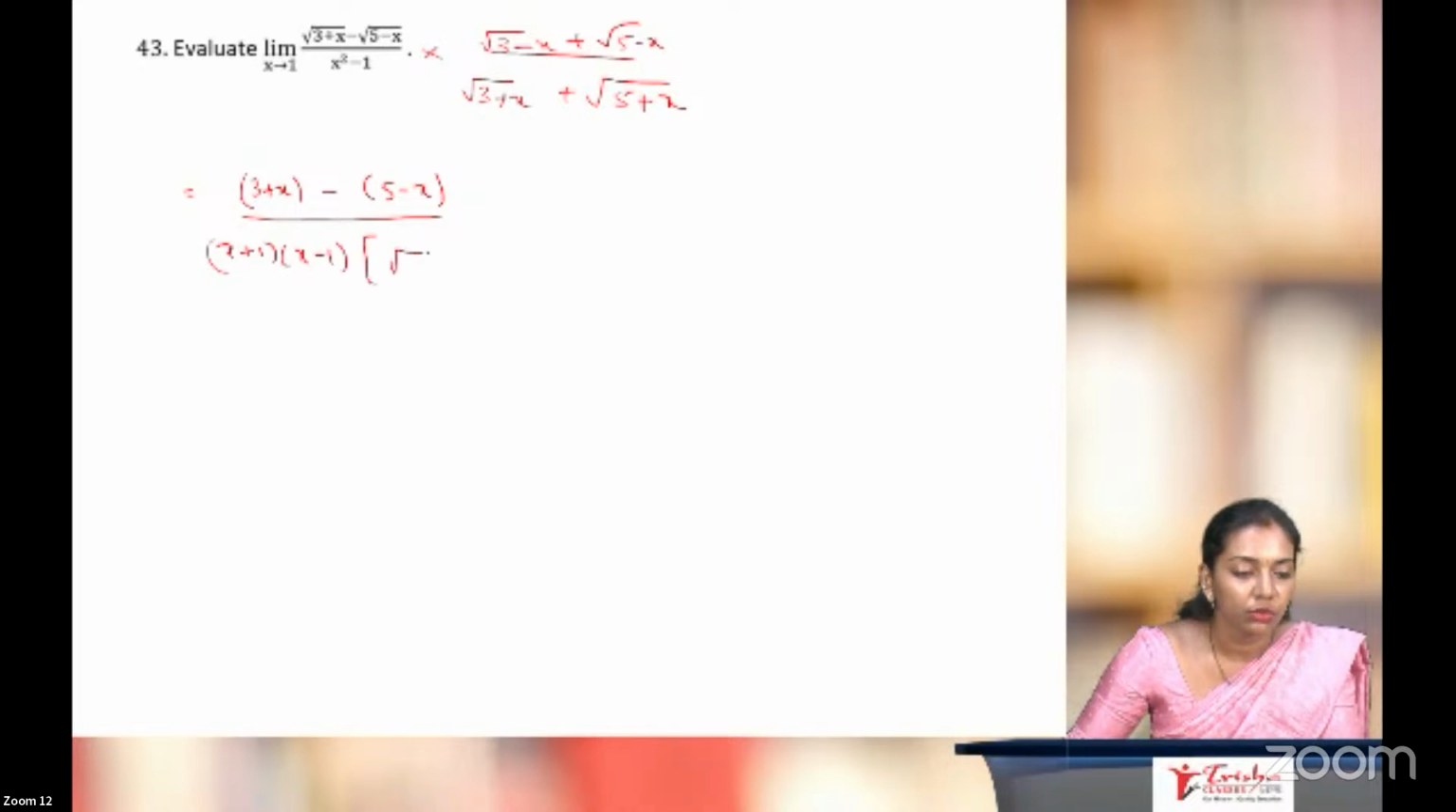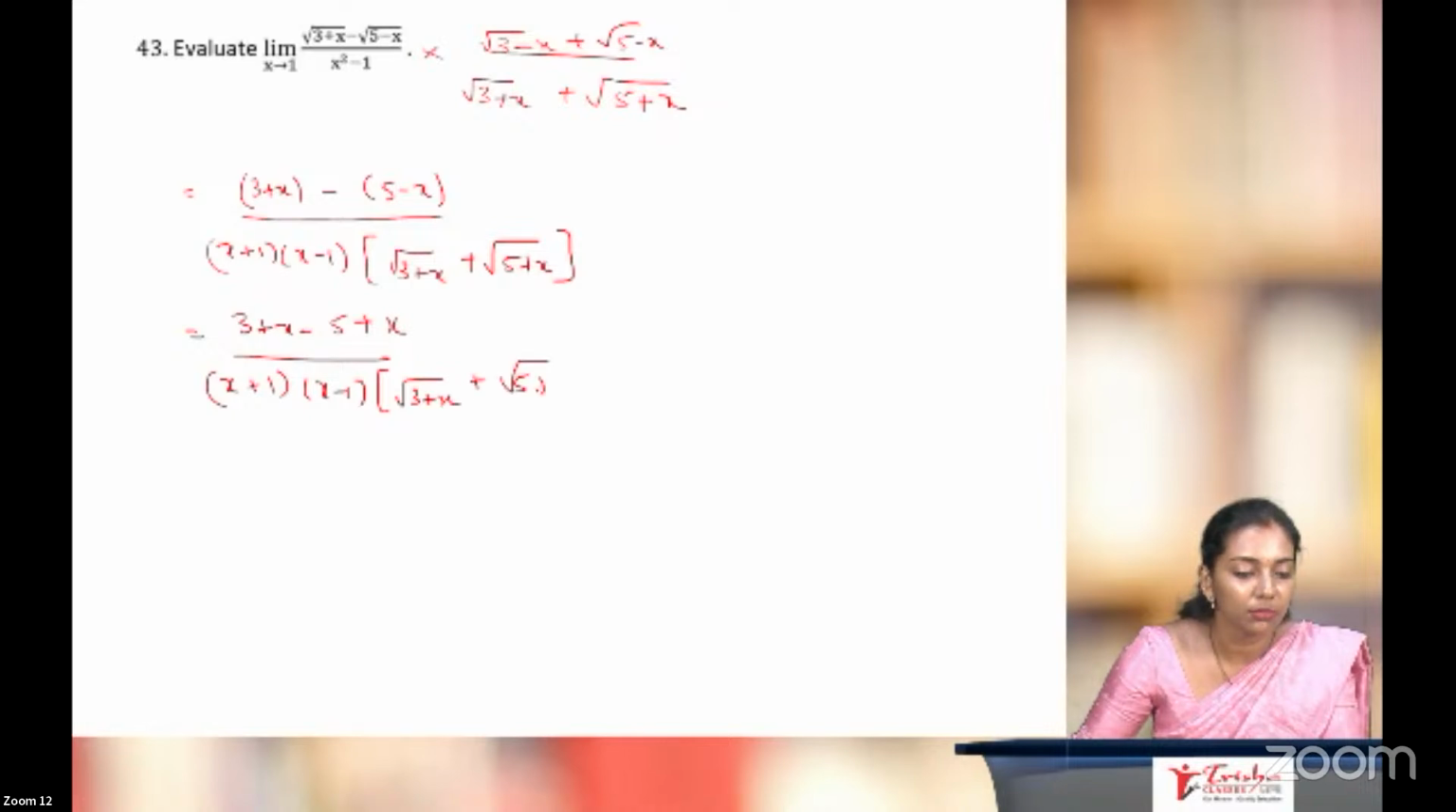Into root of 3 plus x plus root of 5 plus x. Okay, so this just simplifies to 3 plus x minus 5 plus x, divided by x plus 1 into x minus 1 into root of 3 plus x plus root of 5 plus x. Why are we doing this? Because it is of the 0 by 0 form, right? When you put x equal to 1 here, it becomes 0, and it becomes 0 here. 0 by 0. To avoid this, we are doing all these operations.